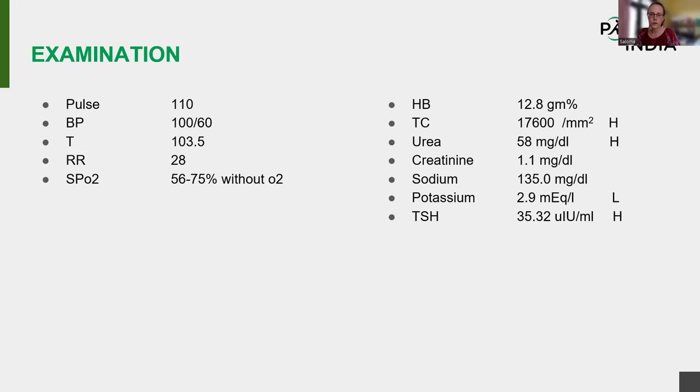Her HB was normal. Total cell count was high, with 17,600. Urea was also high with 58. Creatinine and sodium was normal, but potassium was low with 2.9, and TSH was high.